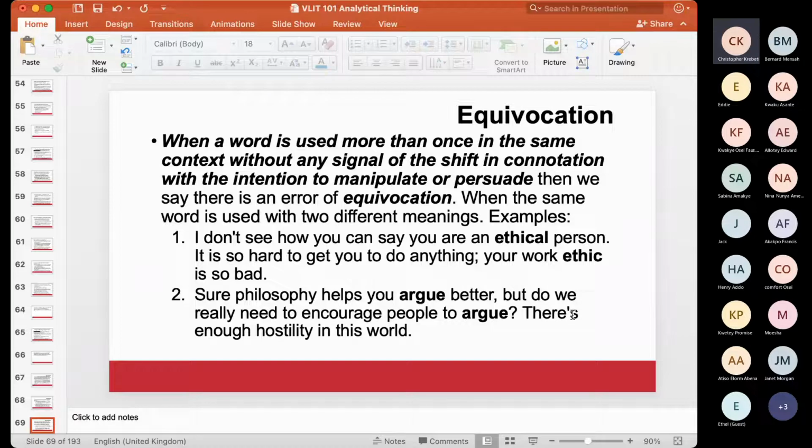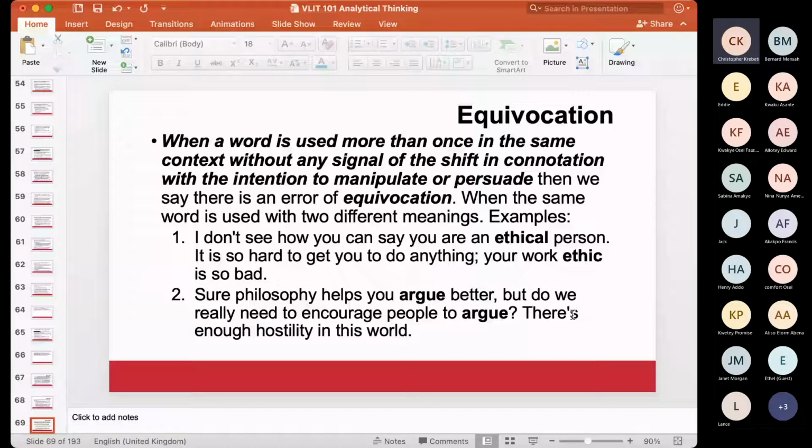An example is ethics. I don't see how you can say you are an ethical person. It is so hard to get you to do anything. Your work ethics is so bad. Different things. Work ethics is different from a person being ethical. They are two different things.